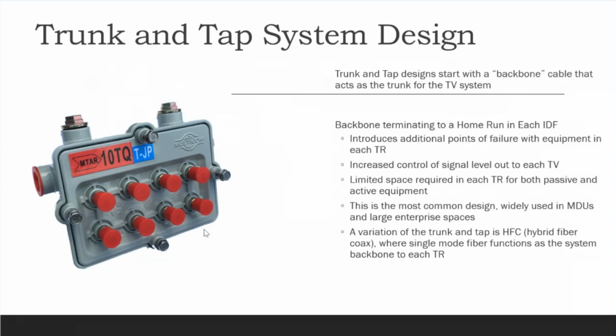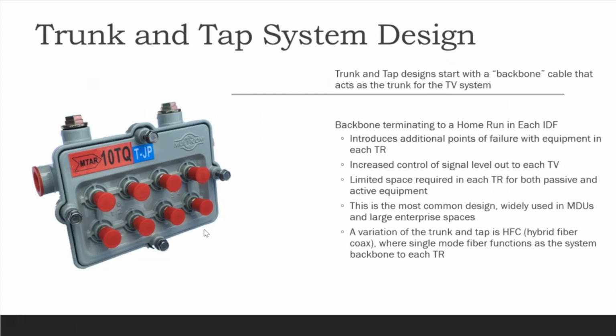Most of those are going to be this trunk and tap infrastructure because they need to get coax to 1,000 different apartments or 1,500 different apartments across this entire building. You can't home run all of that, right? It's just ludicrous to think about. So you end up with this trunk and tap infrastructure where there's a single hard line going up the backbone, and then you're tapping off in each TR.